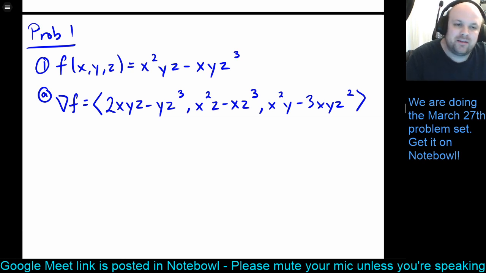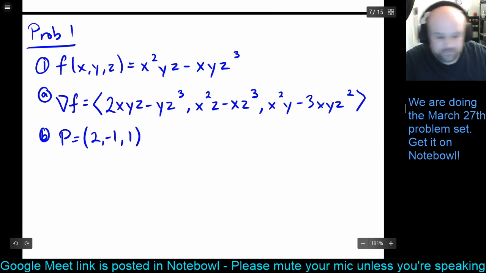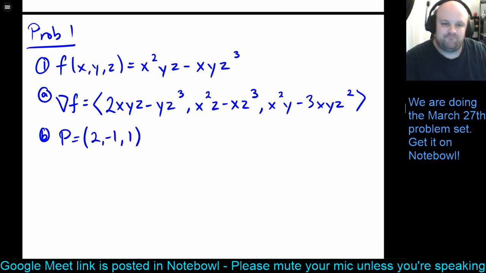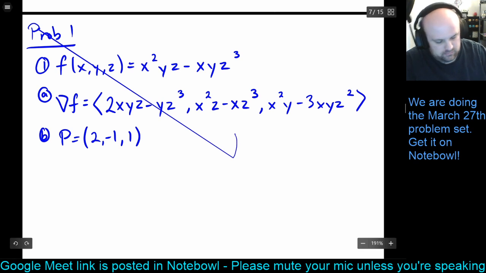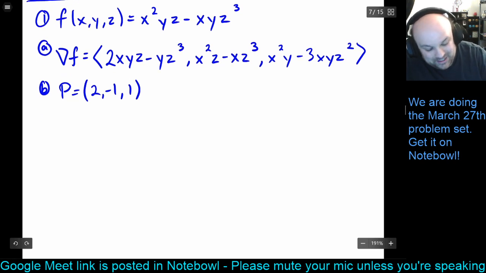Okay. Next, we want to evaluate it at the point P equals (2, -1, 1). Right, so no big surprise here. All we need to do is just plug in these numbers for x, y, and z.